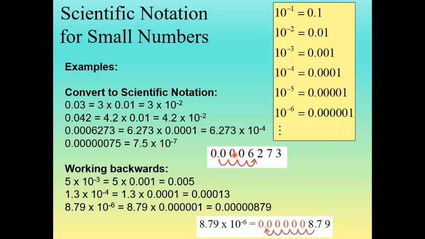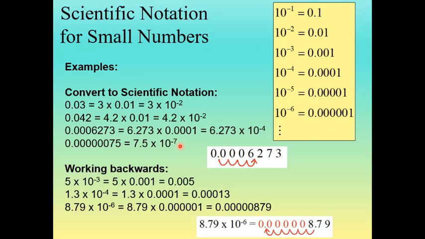This one here, 0.0006273. Well, I'm showing how to do that here. What we can do is count how many places we have to move the decimal so that it ends up between the 6 and the 2. So we move it once, twice, 3, 4 times. So we have 6.273 times 10 to the minus 4. The number 0.00000075, that's the same as 7.5, and we have to think about how many places do we move that over. Well, we're starting here. We're going 1, 2, 3, 4, 5, 6, 7 places over, so that's how I have 10 to the minus 7 there.